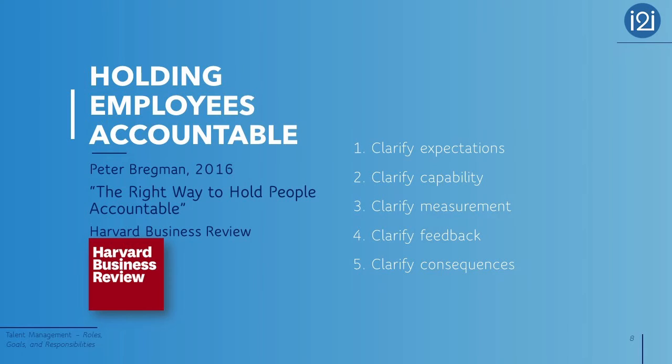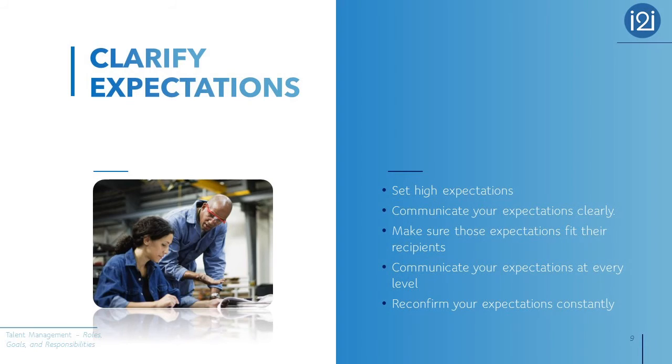First of all, clarifying expectations, clarifying capability, clarifying measurements, clarifying feedback, and clarifying the consequences. We'll go through each of these elements in successive slides. Managers and supervisors must communicate expectations the right way. Here are a few tips.